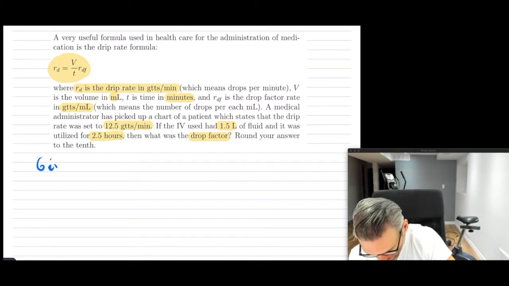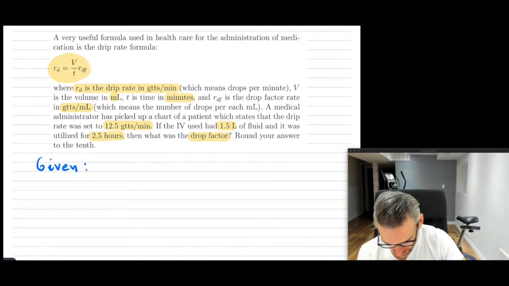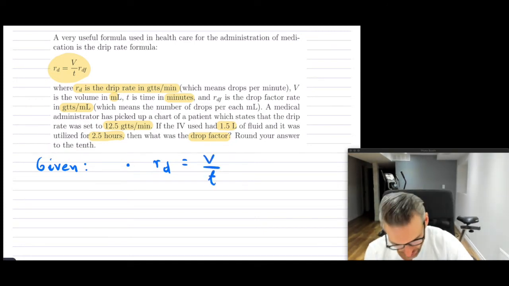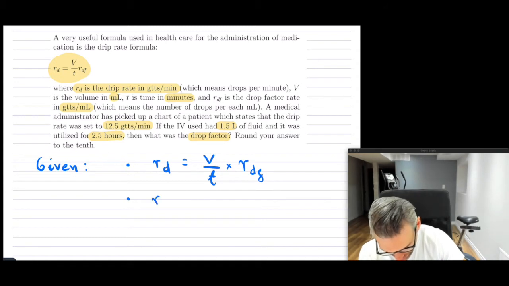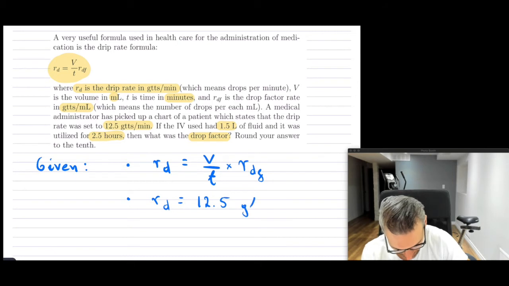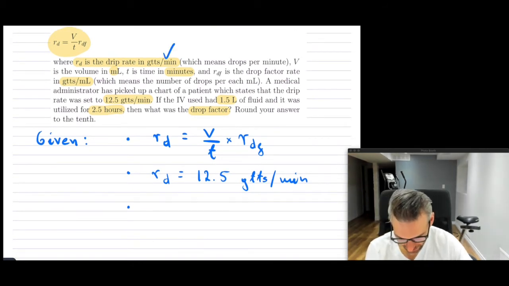Let's write down the given. You can primarily start with the formula itself so that it guides you. Notice the way that it's written down, this really just means that it's multiplying the R, the F. For all our given information, they do give us RD, which was 12.5 drops per minute. Those units are good because they're consistent there.